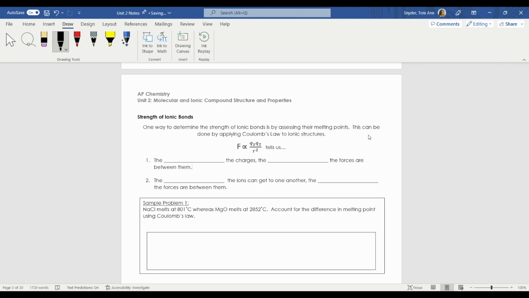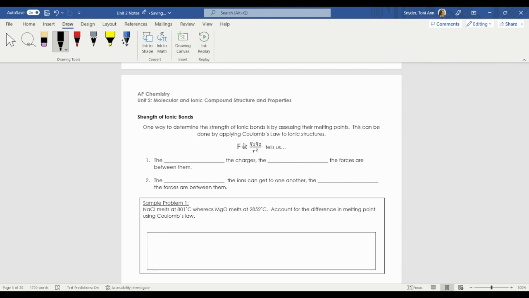So we know that ionic substances tend to have very high melting points, and that's because it's very hard to break those ionic bonds. However, we can also decipher what substances might have higher melting points than others just based upon Coulomb's law. So there it is. There's a nice little Coulomb's law reference again. This is huge in this class.